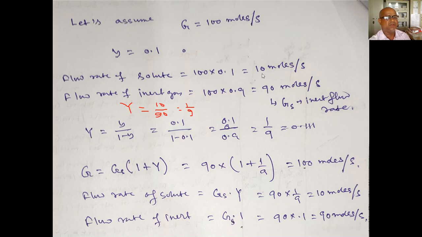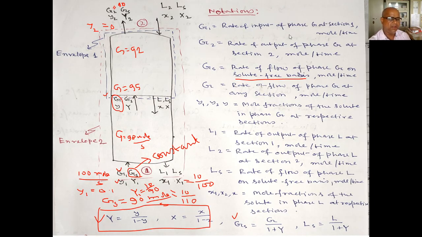See, here also it is 10 moles. And the flow rate of inert is GS into 1 by 1, the ratio is 1, so the denominator is 90 by 90, that will be 1, so this is 90. So it is coming. So this equation you should keep in mind: GS equal to G by 1 plus capital Y, or G equal to GS into 1 plus capital Y, and similarly for L.